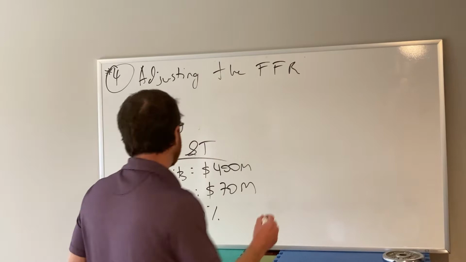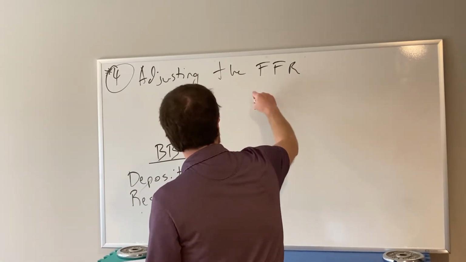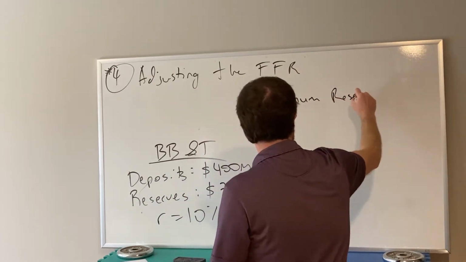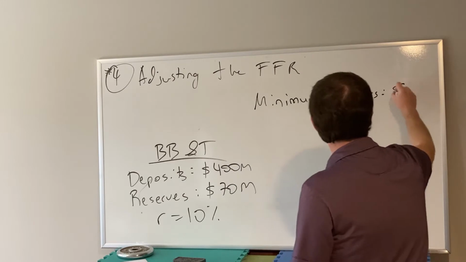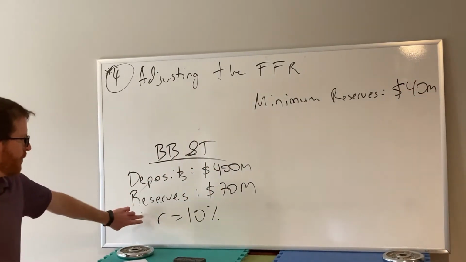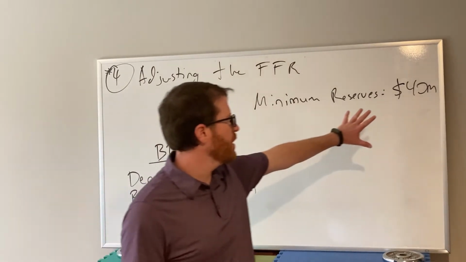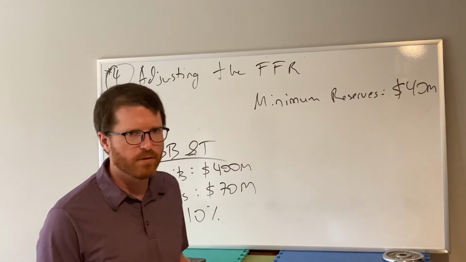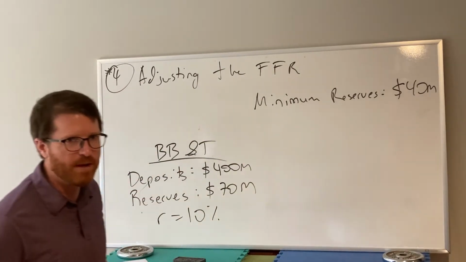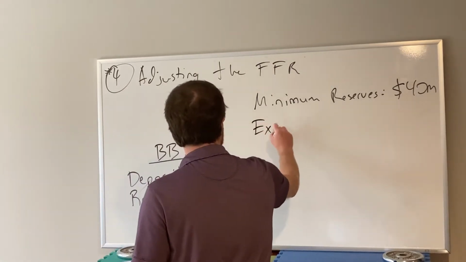In this situation, BB&T has to hold at least $40 million, right? Given that 10% required reserve rate, they have to hold at least 10% of deposits, so they have minimum reserves of $40 million. But they're actually choosing to hold $70 million. So they have something called excess reserves. This is a key term.